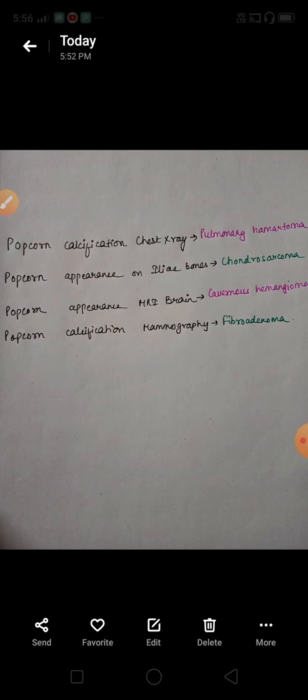First one is popcorn calcification on chest x-ray. As we can see, it's written pulmonary hematomas, right? Now hematoma is a benign condition, not a tumor, where disorganized tissue elements are found in the areas of growth. So pulmonary hematomas are common in the age group of 40 to 50 years of age. It usually presents as a solitary nodule or mass in the lung fields, right?